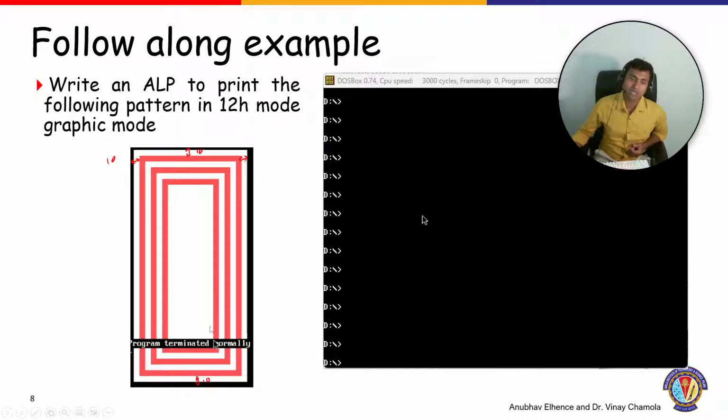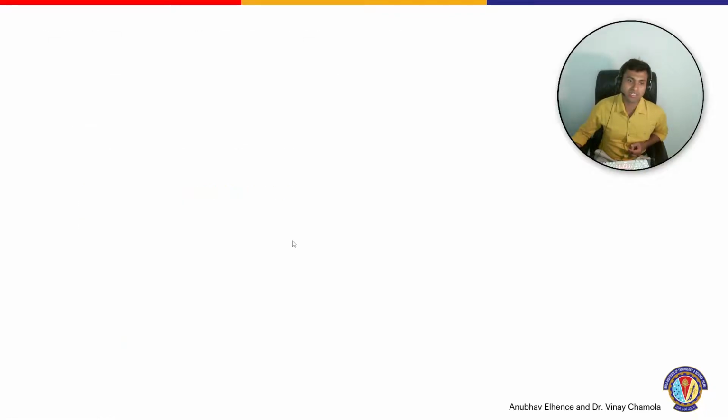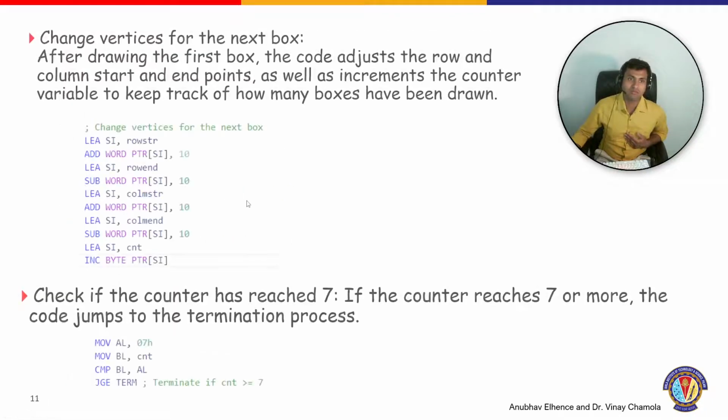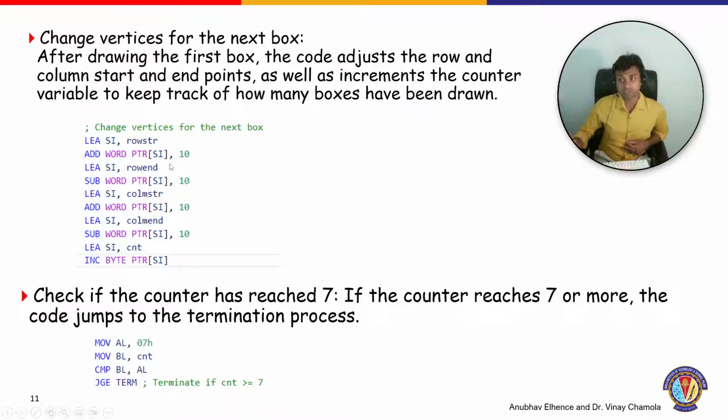And for doing the operation, as we discussed in the last lab session, it has to be a word pointer, because it's 16 bits, which we have to increment by 10, add by 10. So we're loading the row string into SI, and whatever is stored at the row string, we're incrementing it by doing the add operation. And this subtract, add, subtract. So every row start and column start are added by 10, and row ending and column ending are subtracted by 10 respectively.